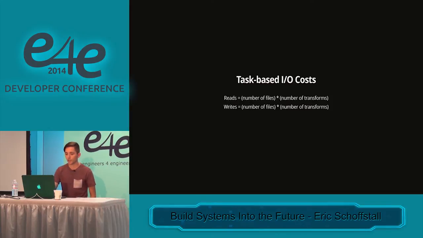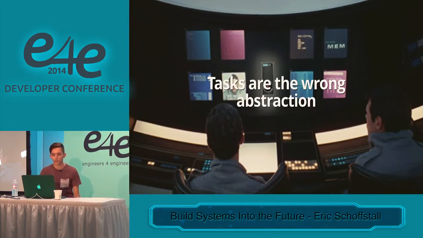The I/O costs that come with a task-based system increase not only with the number of files, but also with the number of transforms. This is super frustrating when you use something like live reload, and your reloads aren't exactly live anymore. You end up waiting like 30 seconds for some results to show up on a page, and it becomes kind of ridiculous. These flaws are a symptom that we're just using the wrong abstraction here.